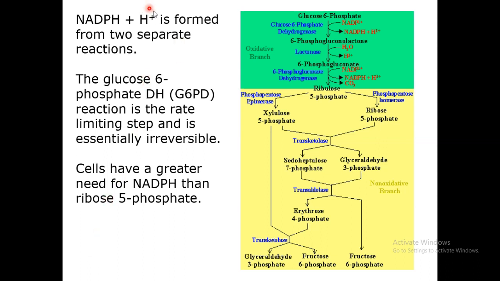So NADPH is formed from two separate reactions. The enzyme responsible for the first step in the PPP is glucose 6-phosphate dehydrogenase. And this is also the one that is defective in those patients with glucose 6-phosphate dehydrogenase deficiency. Have you heard about G6PD? The defect of that enzyme is G6PD, leading to G6PD deficiency. So later I will provide a case study regarding G6PD deficiency.